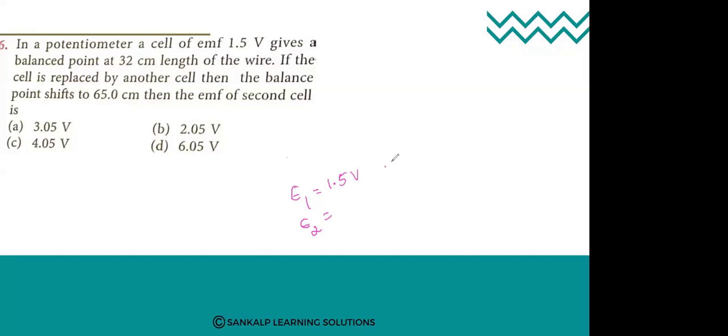So when it is 1.5 volt, at the balancing length the galvanometer will show zero reading. So the balancing length when it is 1.5 volt is 32 centimeters. So on the potentiometer wire, at 32 centimeter length you will get the balancing point. If the cell is replaced by another cell, then the balance point shifts. So the balance point is shifting to 65 centimeter. Then what is the value of this second cell?